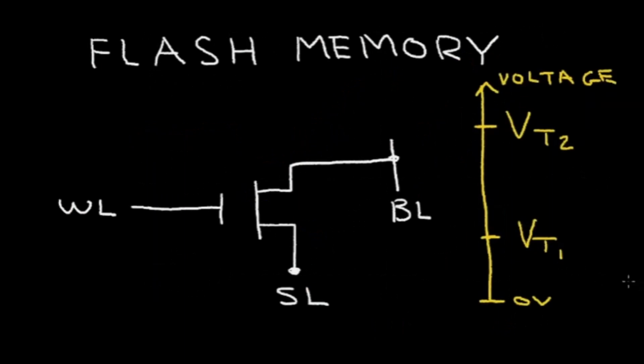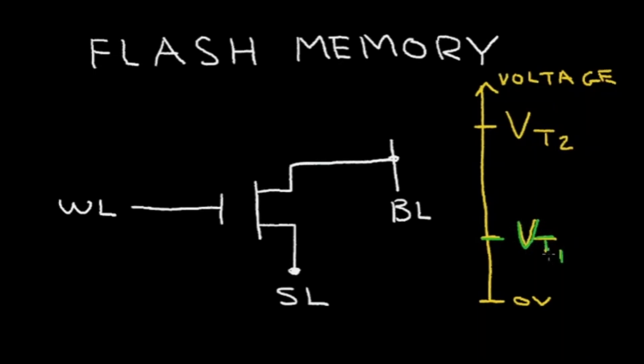Here is another type of memory called a flash memory. Here I've drawn the NMOS transistor as a basic ROM storage element, similar to what we discussed in the original ROM example. Now this transistor will have a threshold that we'll call VT1.